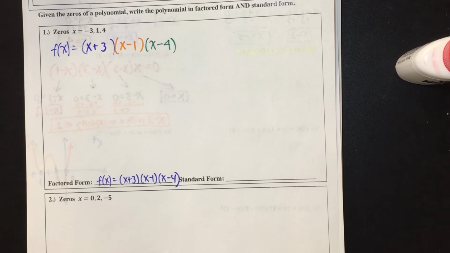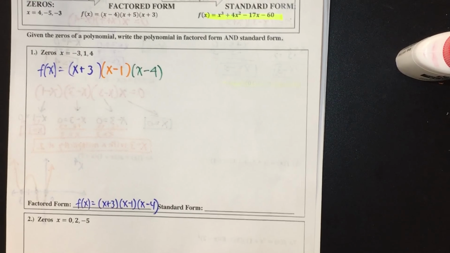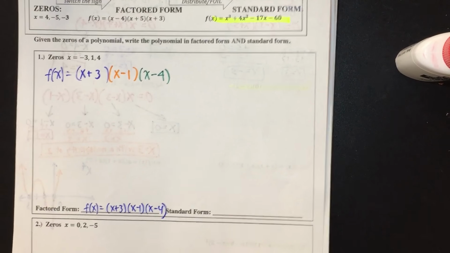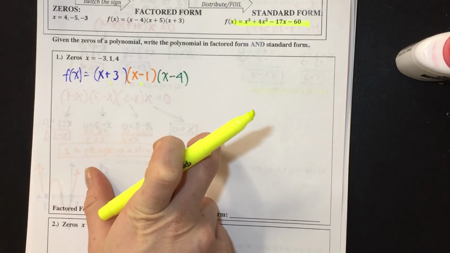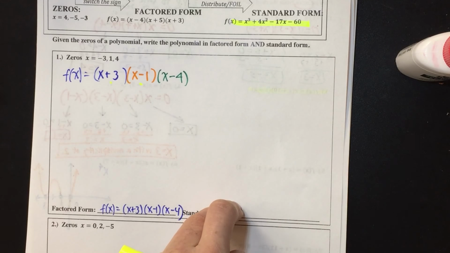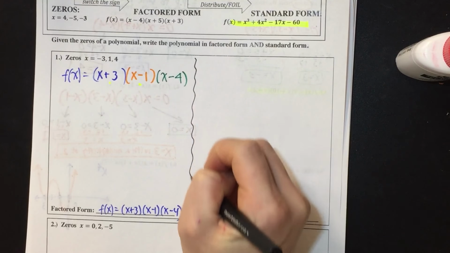Okay, now comes the fun part. Now we got to write it in standard form, which is like when it's all multiplied out, like this. So we have to multiply it out. It's kind of a pain in the butt. Essentially what we have to do is multiply 2 of these binomials together. You'll get a trinomial. Then multiply that trinomial times the remaining binomial. Okay, it's a lot of work, but we can do it. And I will show you 2 ways to do it today. I'll show you the box method and the arrow method.